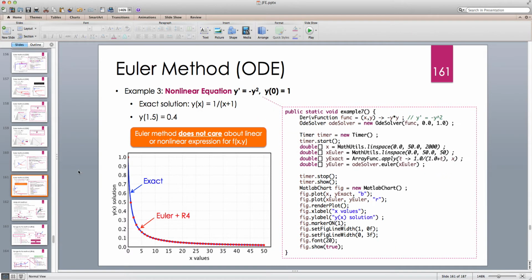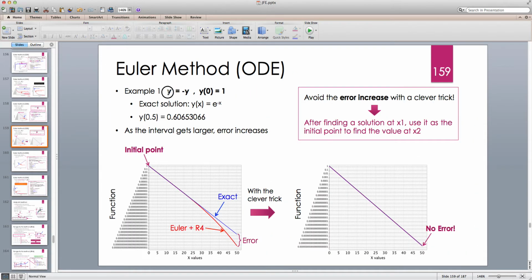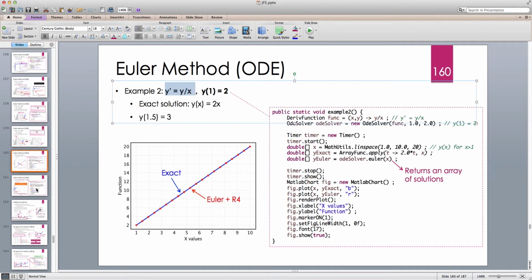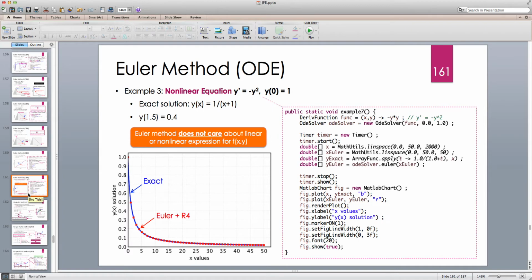Now the next example is very interesting because so far all the differential equations that we have looked at, y prime equals negative y or y prime equals y over x, were linear in y. So we actually had a linear ordinary differential equation. But in this example, I have a nonlinear differential equation, y prime equals minus y squared. And it's an initial value problem. Okay, so this is example 3.